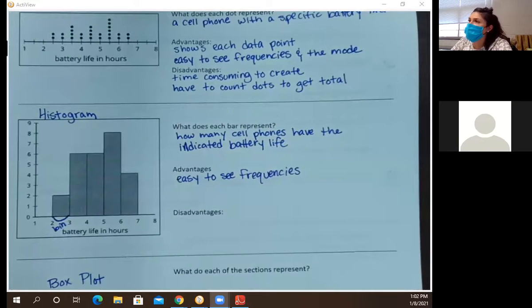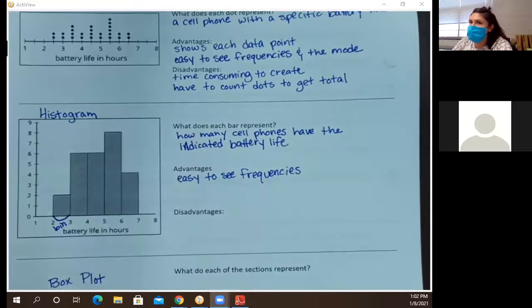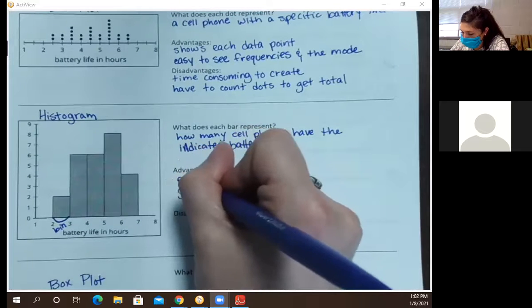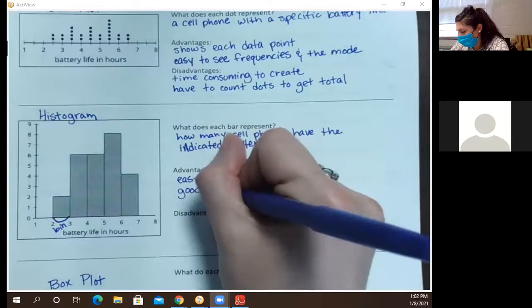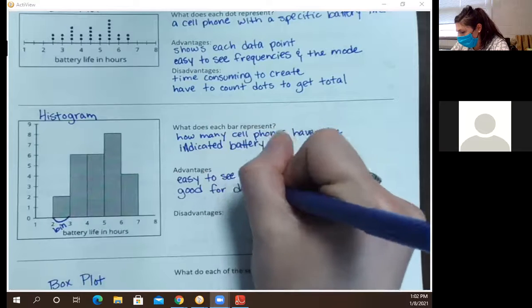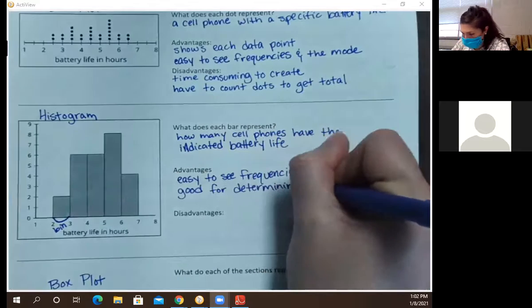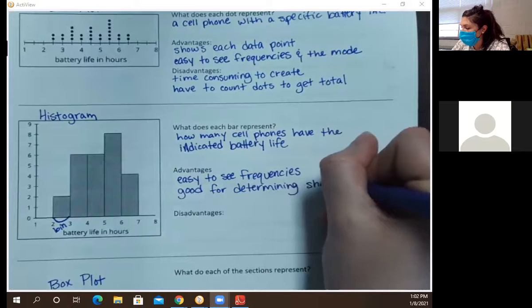And histograms also give us a good idea of the shape of our data. Where I've got a lot of data, where I've got maybe little bits of data. Okay, if I have a big cluster here and then a couple pieces of information over here, they're good for determining shape. And we'll talk more about shape next week.